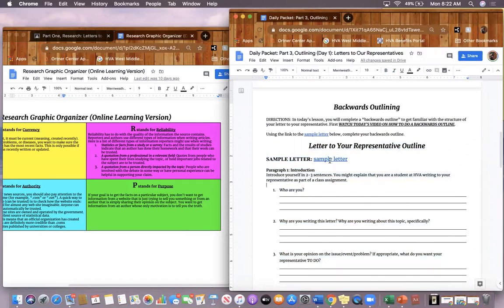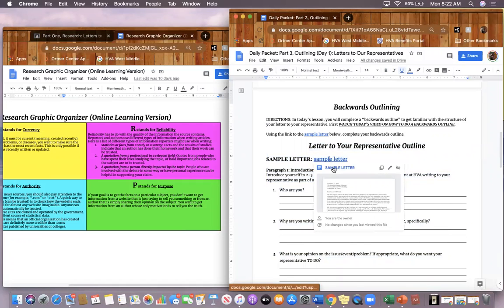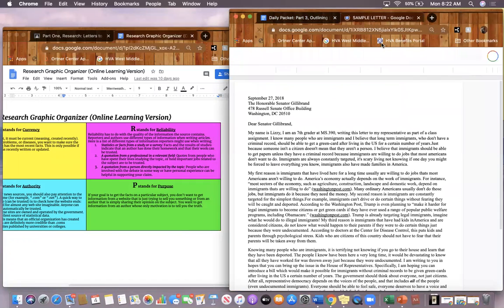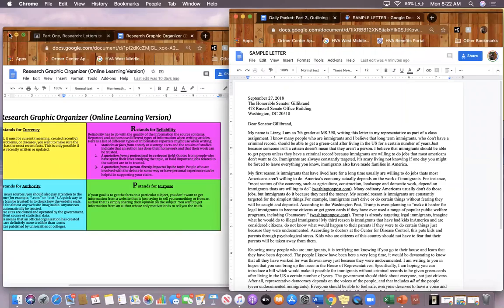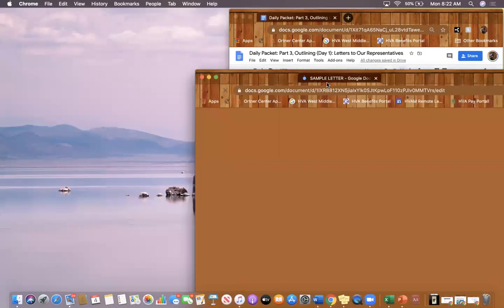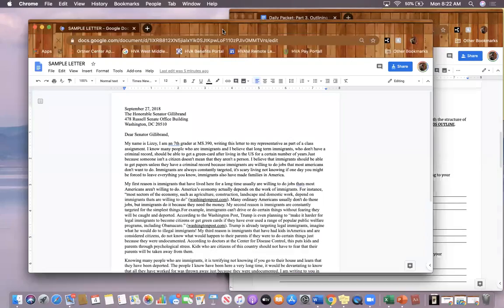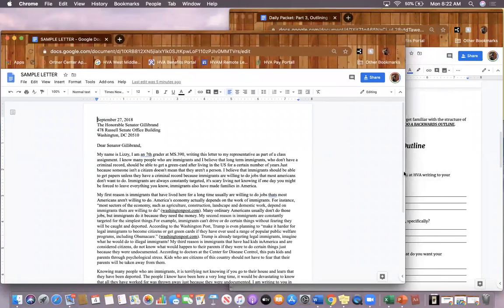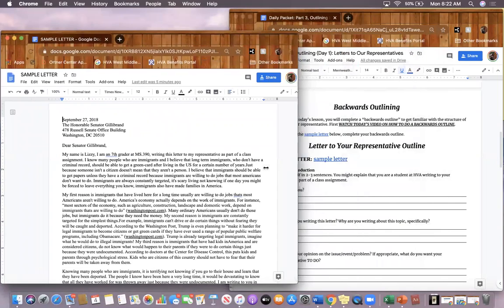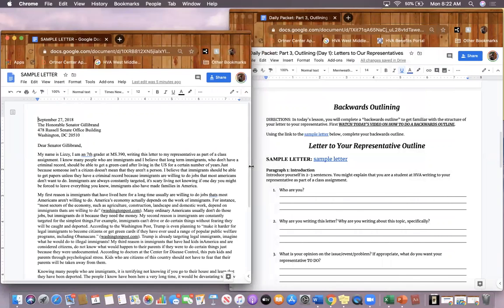We're going to end up filling out this whole outline using a sample letter. So first, let's click on the sample letter from last year. And if you can, split your screen. So splitting your screen means on one half, you've got one tab open. On the other half, you've got another tab open. If you can split your screen, that would be ideal.